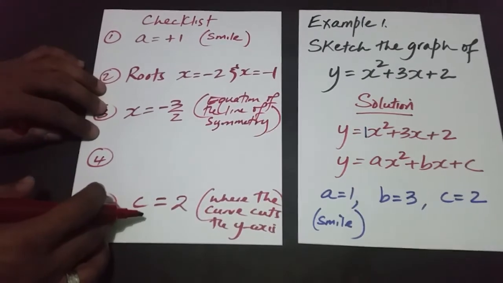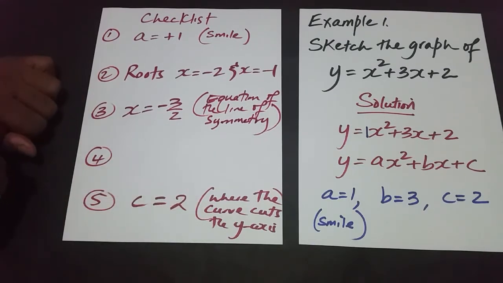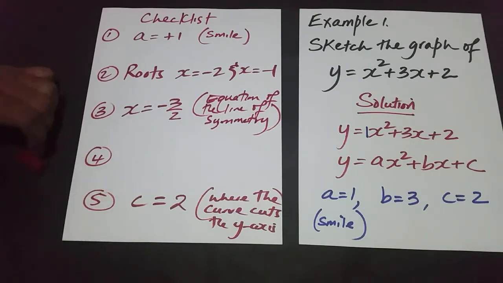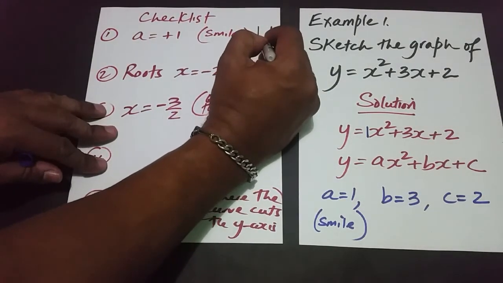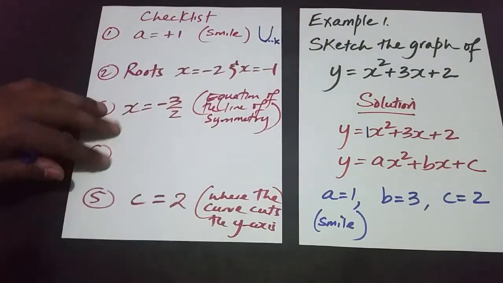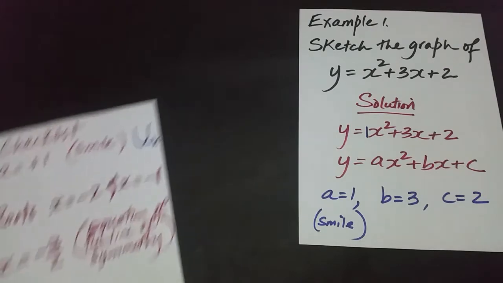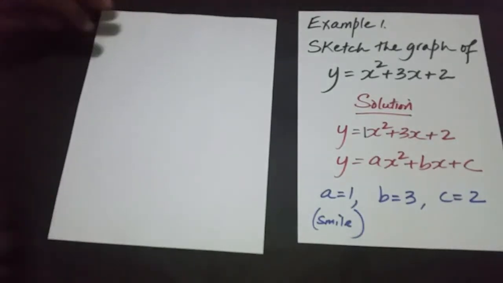Okay, now the next thing we need to find is k, and because it's a smile, because it's going to look like this, we know that it's going to have a minimum point, right? Because it's a smile. So we're going to go ahead now and find k and get that out of the way.